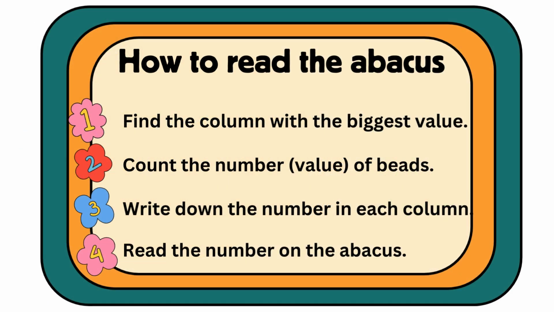First, find the column with the biggest value. Then, count the number of beads in each column, representing the value. Then, write it down on top of that column. Finally, read the number shown on the abacus.